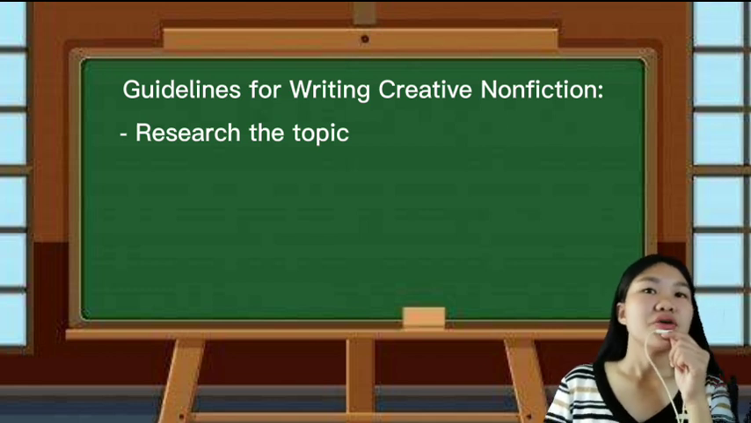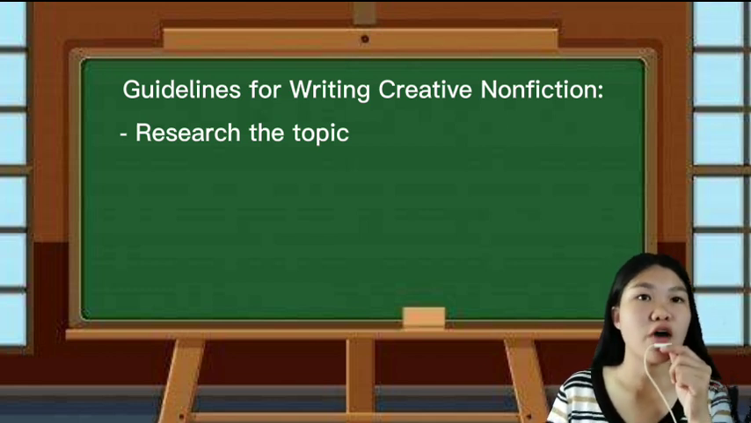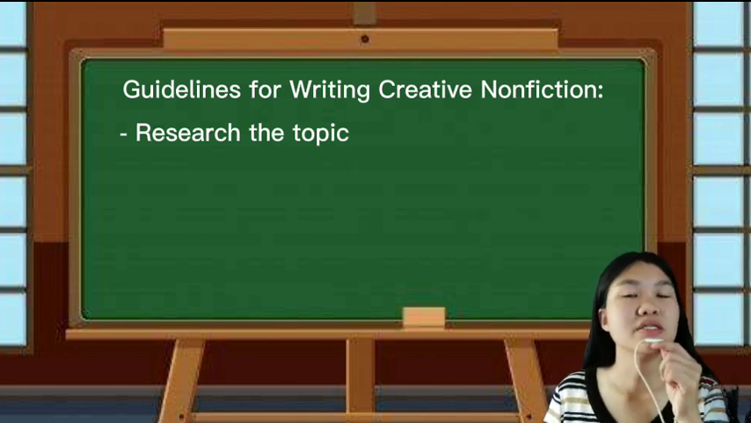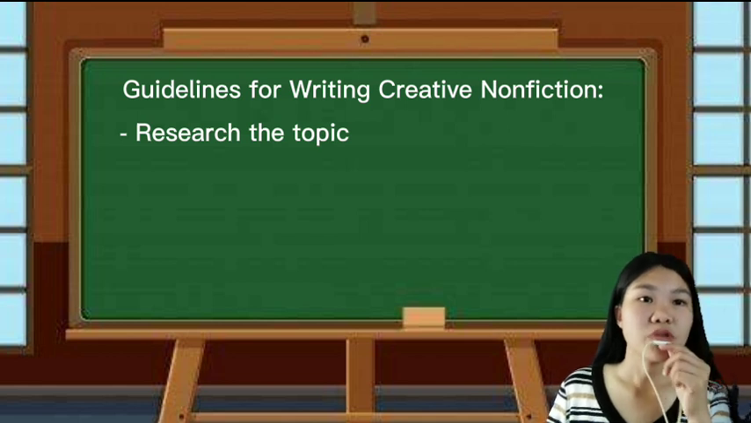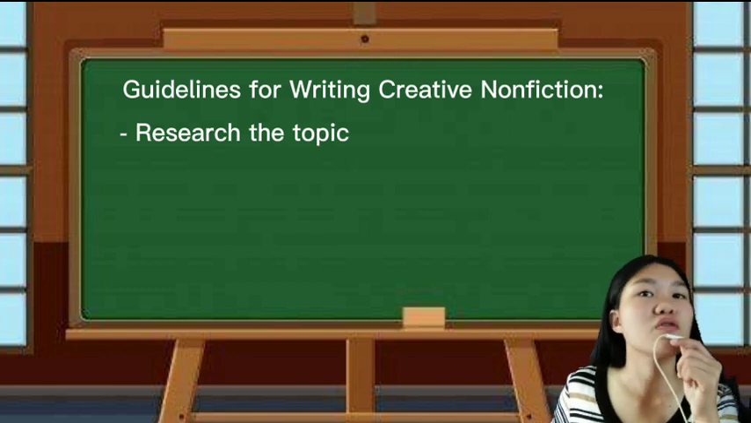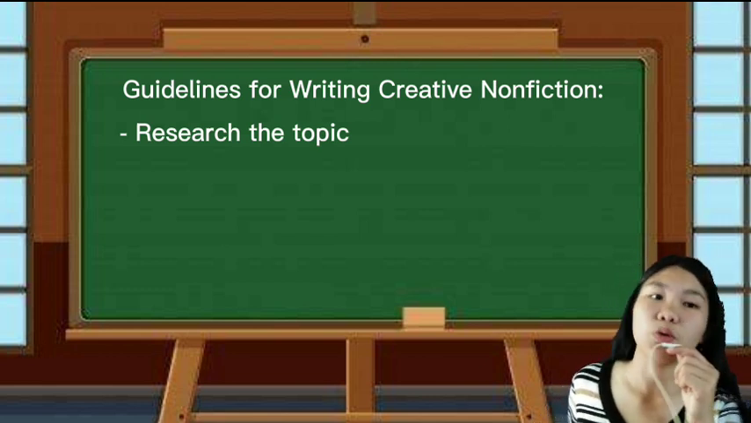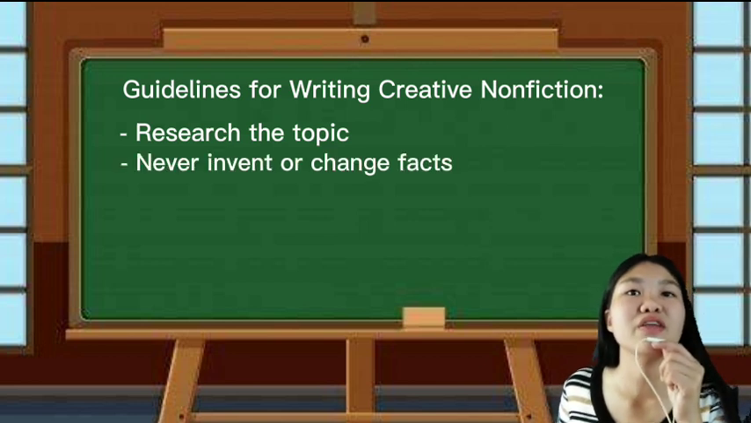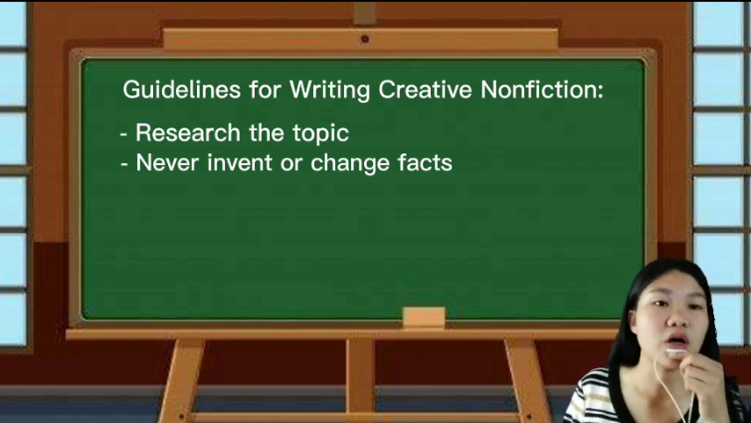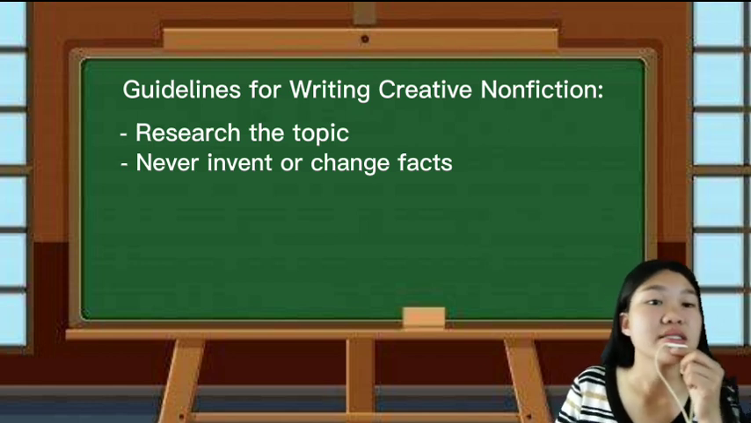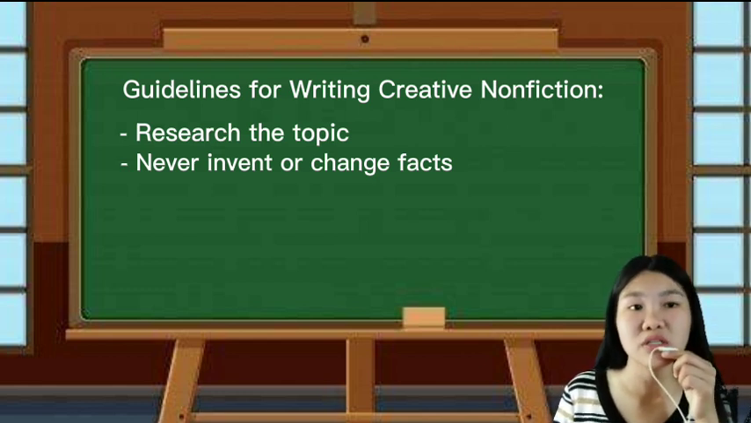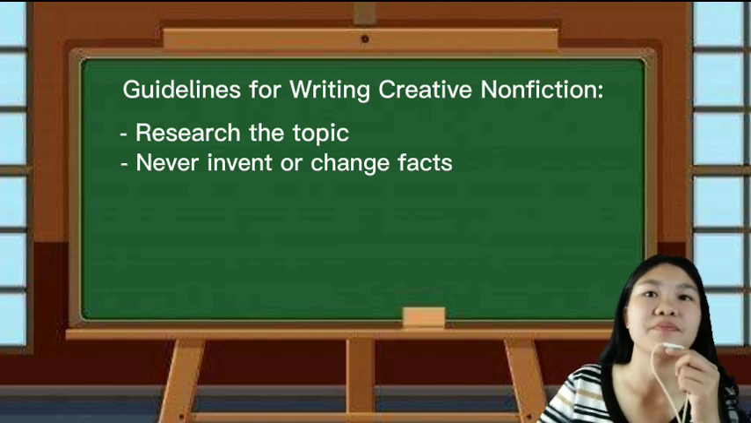In primary research, we can have an interview, we can base it on personal experiences, and we can have participants to support our topic. In secondary research, we can seek information through books, magazines, newspapers, or the web. Next is never invent or change facts. It is important that we never invent or change facts, because when we invent stories, it is already a fiction. It will deviate from the perspective or the goal of nonfiction.